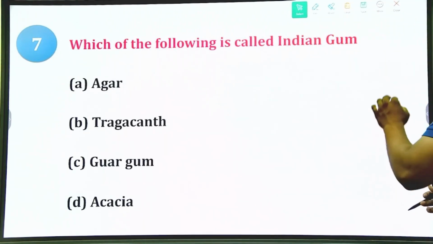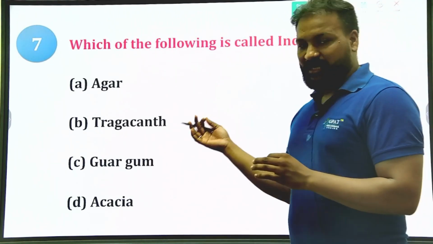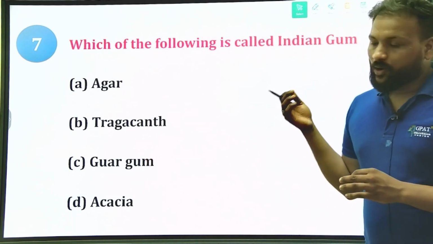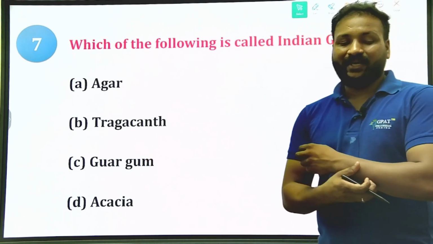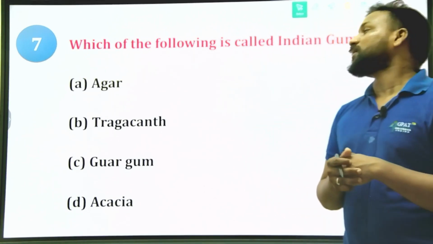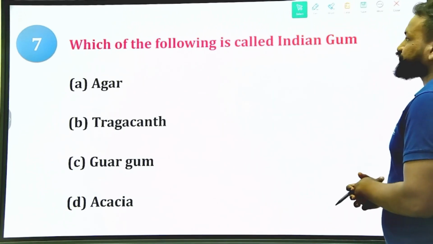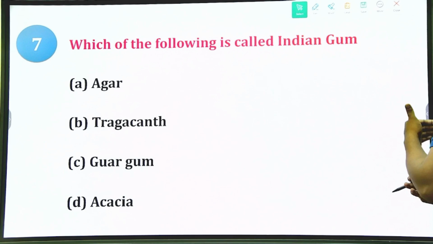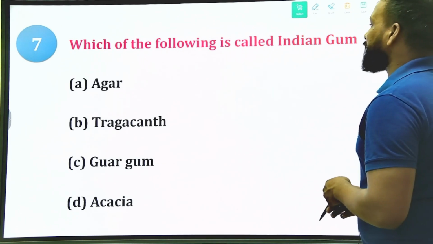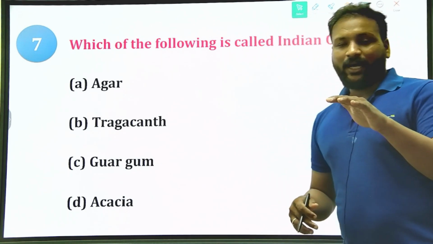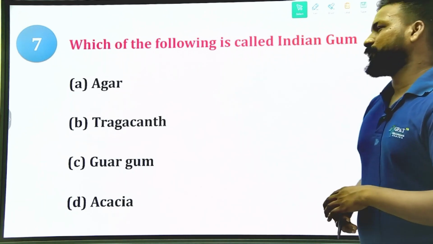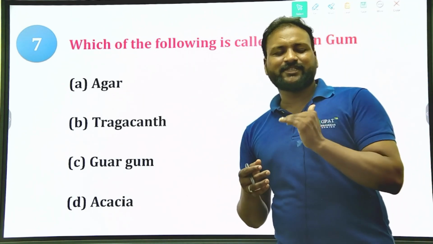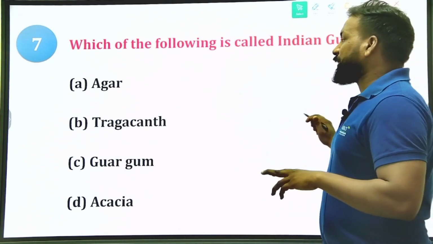Which of the following is called an Indian gum? Either agar, tragacanth, guar gum, or acacia. So what is the right option here? Which one is called Indian gum? Agar, tragacanth, guar gum, or acacia. What is the right answer? Comment down under the comment section, and let me know how many CS aspirants are there. Let me check the right answer.